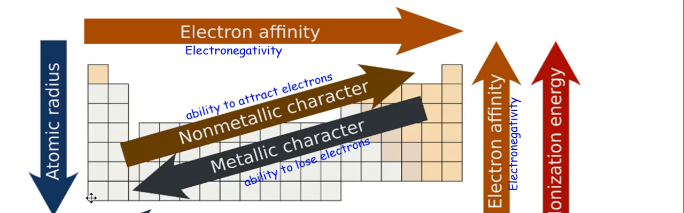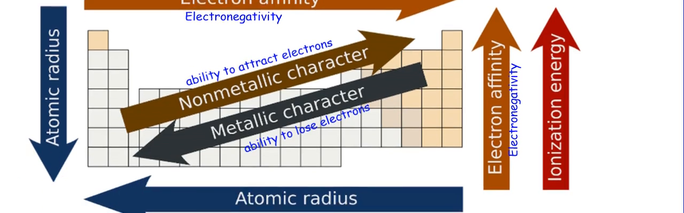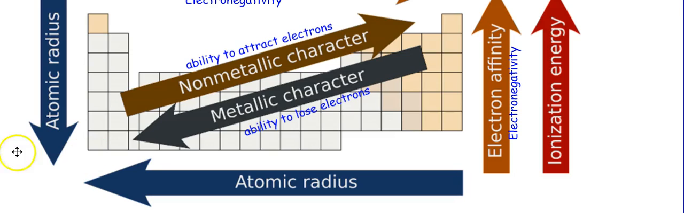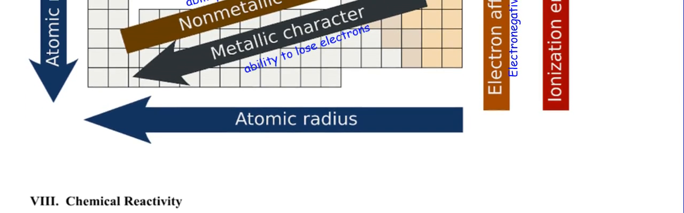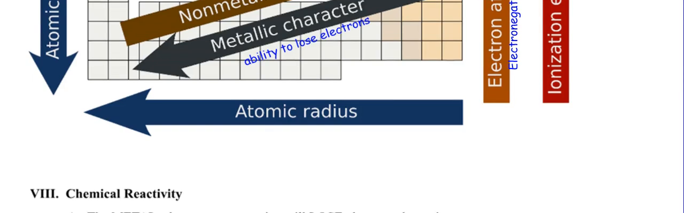It doesn't want to gain electrons, it wants to lose them. All right, so this should all make sense. And again, the atomic radius also goes in this corner. So everything put together, finally, why are we learning this? So we can learn about chemical reactivity. And we will come back and revisit this in chapter 8.